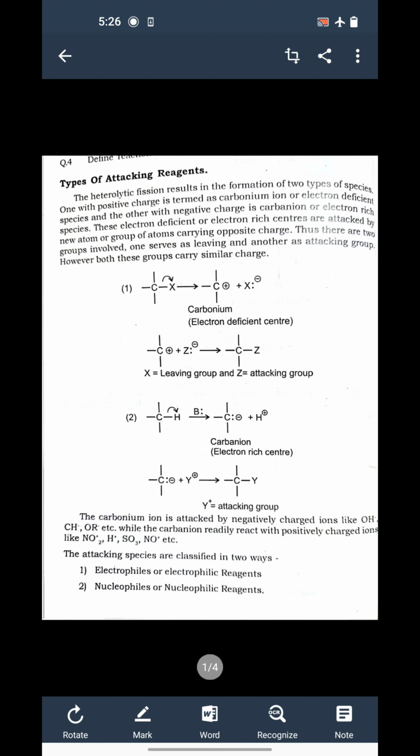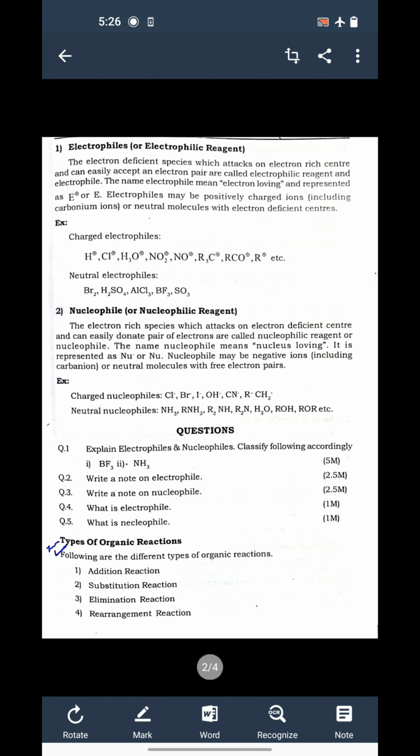So here the attacking reagents are of two types, one which carries a positive charge and another which carries a negative charge. According to this, the attacking reagents are classified in two types. Number one is electrophile, or electrophilic reagent, and the second is called nucleophile, or nucleophilic reagent. Now let's take a look at both the attacking reagents one by one.